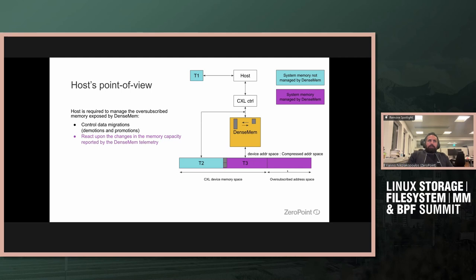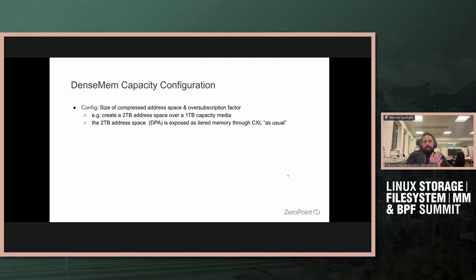And the basic configuration we have in the IP is basically the size of the compressed address space and then how much we oversubscribe it. For example, if we were talking about a 1 terabyte media, we could create a 2 terabyte address space on top of that. And this 2 terabyte would be DPA exposed through CXL business as usual.